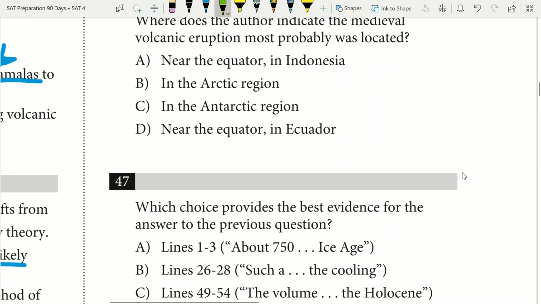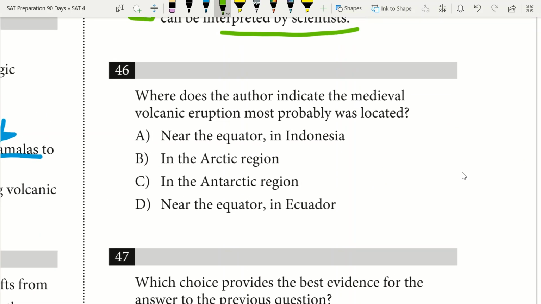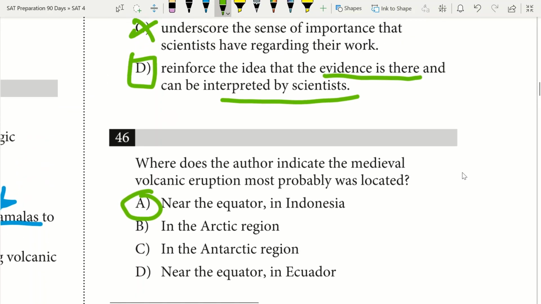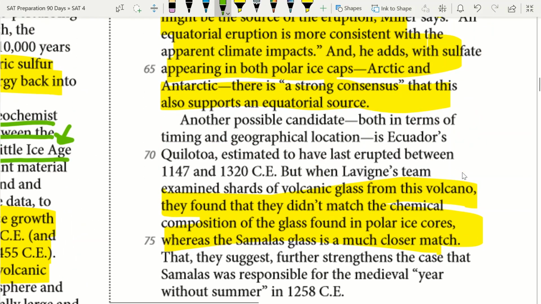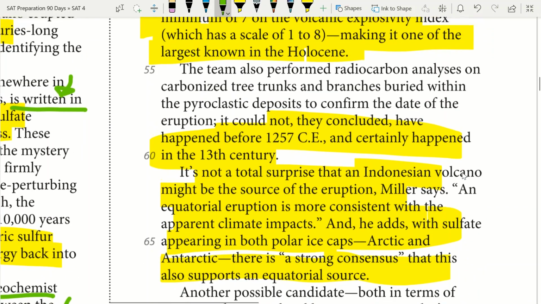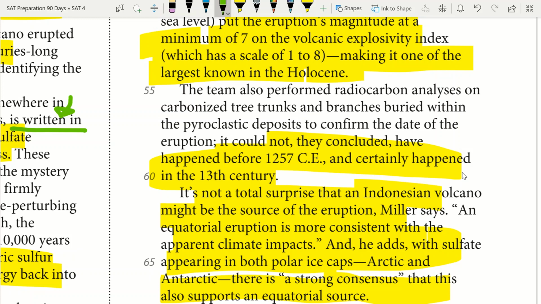All right, now we have the next question. Where does the author indicate the medieval volcanic eruption was probably located? Okay, we say this one pretty explicitly. We say that it's near the equator in Indonesia. I see my next question is evidence, so I can also go ahead and get the evidence for you on that one. We're just going to look for where it says near the equator in Indonesia, because it pretty much explicitly says that. We see that it's not a total surprise an Indonesian volcano might be the source of the eruption, and an equatorial eruption is more consistent with the apparent climate impacts. So that's going to be from line 61 to 64.